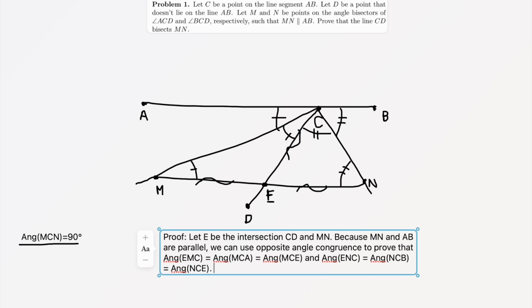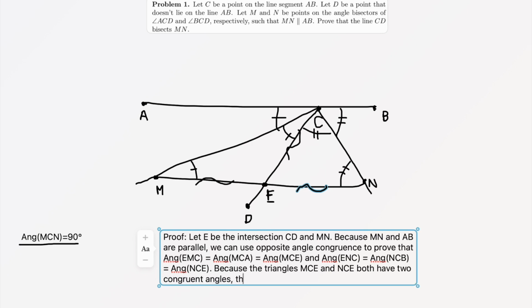So, because the triangles MCE and NCE both have two congruent angles, they are both isosceles. There we go. So, proven that those are isosceles. Now the final thing, showing this connection.